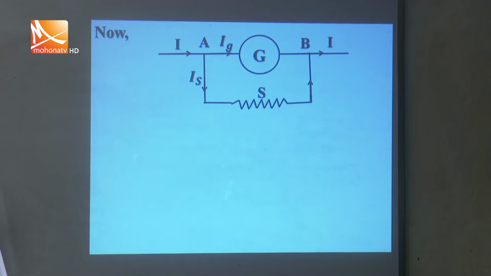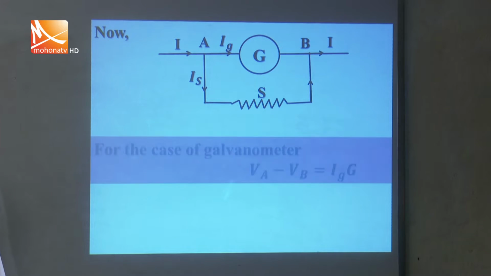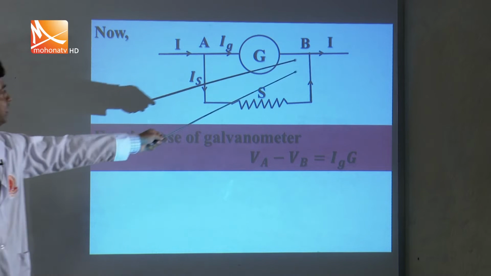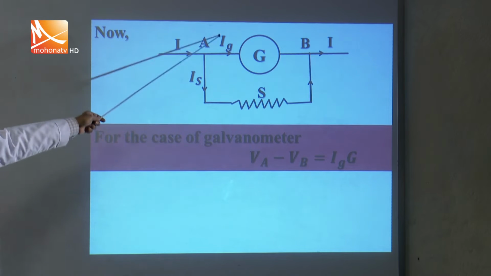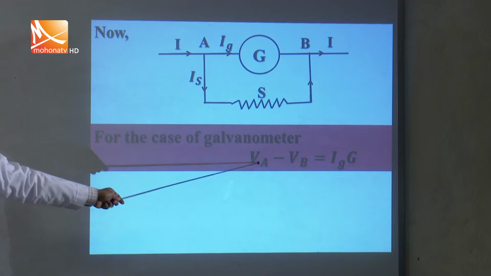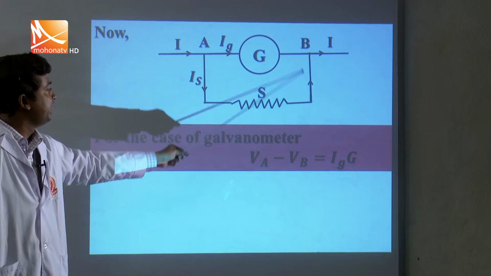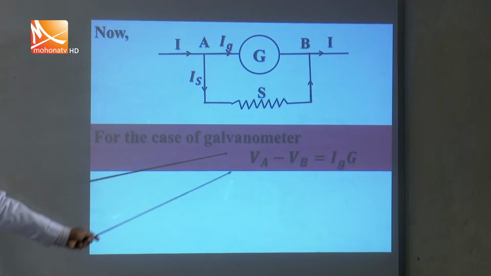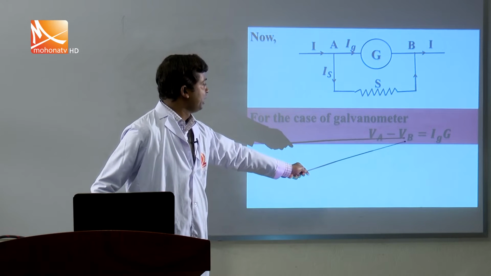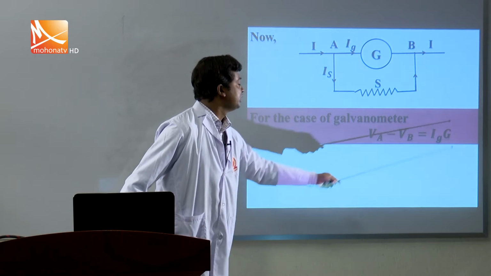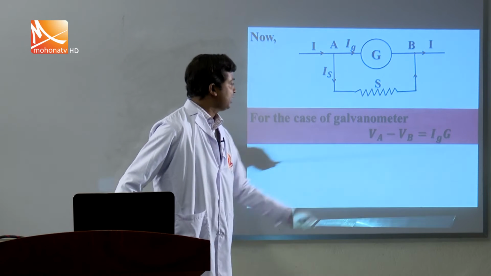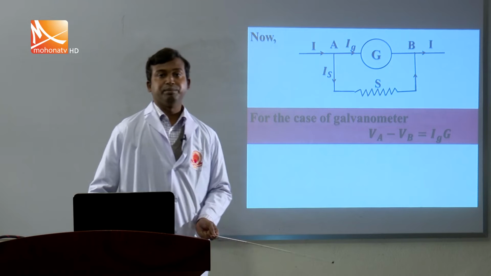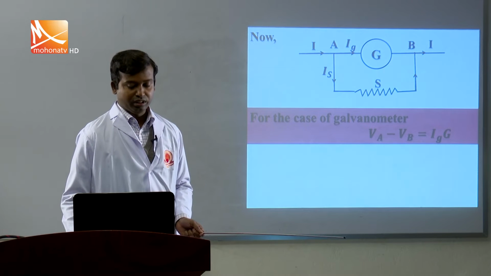This is the same figure again, I repeat here. In this case, this is the A point and this is the B point. If the potential at point A is VA and the potential at point B is VB, then simply using Ohm's law you can write VA minus VB equals Ig into Z, where Z is the galvanometer resistance, and VA minus VB is the potential difference.